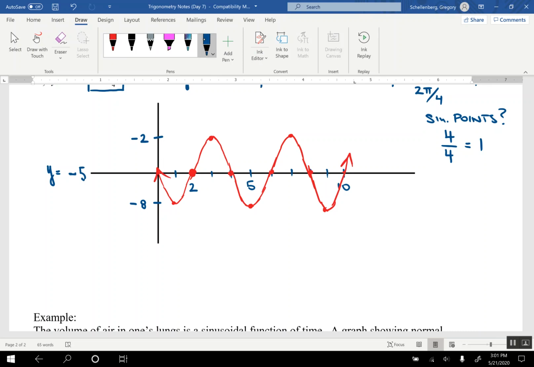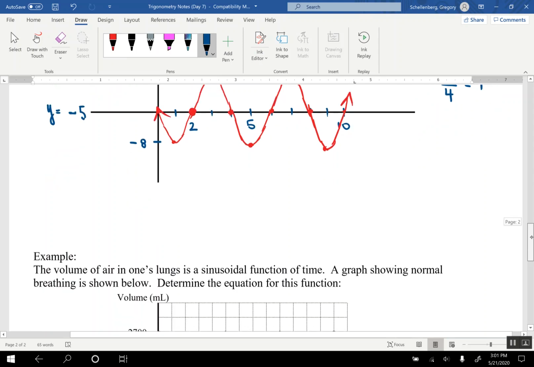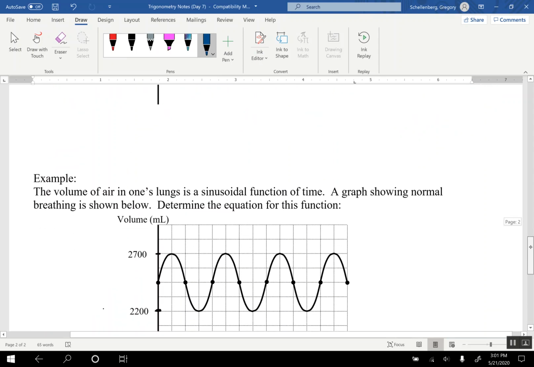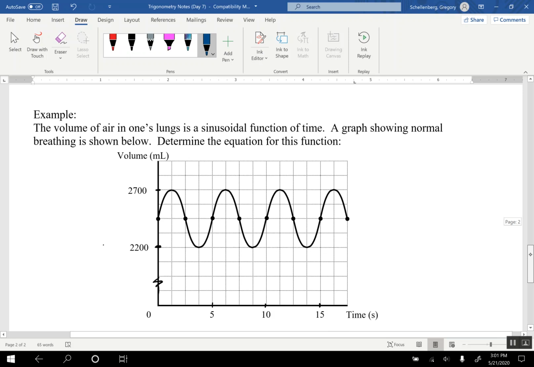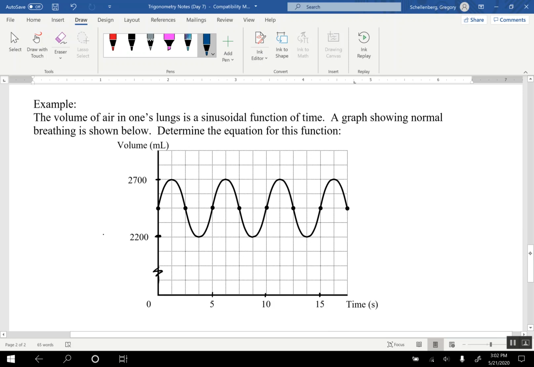All right, and the last question for today, quick lesson today. So the volume of air in one's lungs is a sinusoidal function. So sinusoidal, again, meaning sine or cosine. And we'll make a determination on which we use in just a second. So the volume of air in one's lungs is a sinusoidal function of time. A graph showing normal breathing is shown below. Determine the equation for this function.